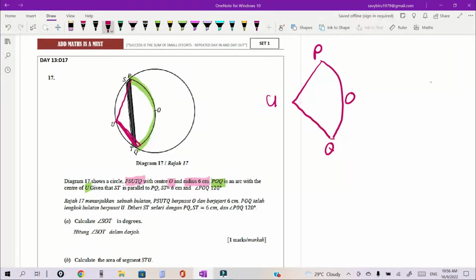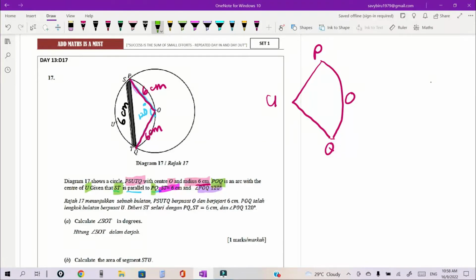And then, given that ST, this line, is parallel to PQ. So these two lines are parallel lines. ST equals 6, so this one is 6 cm. And angle POQ is 120. Angle POQ, this one. This angle is 120 degrees.